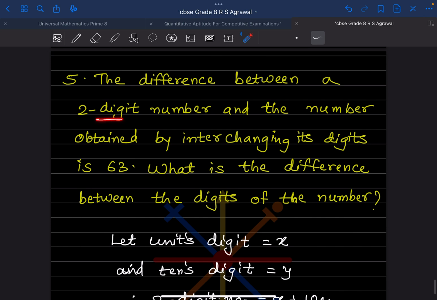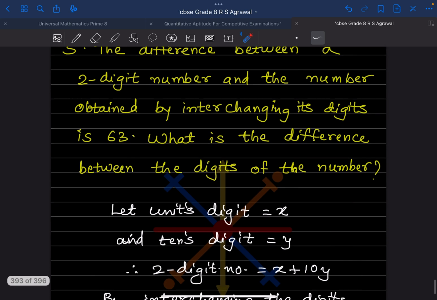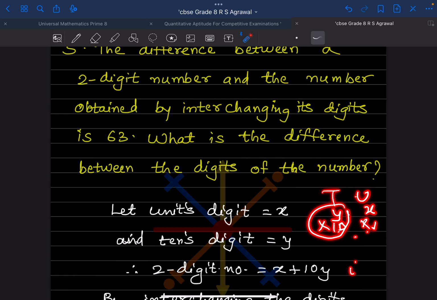The difference between a two-digit number and the number obtained by interchanging its digits is 63. What is the difference between the digits of the number? So now here the unit place is x and the tens place is y. So the number is going to be: x into 1, and y into 10 because it is the tens place. So you can write it as x plus 10y, or you can also write 10y plus x.